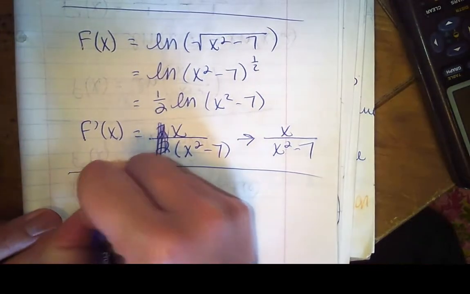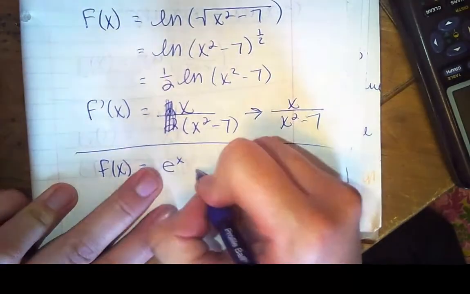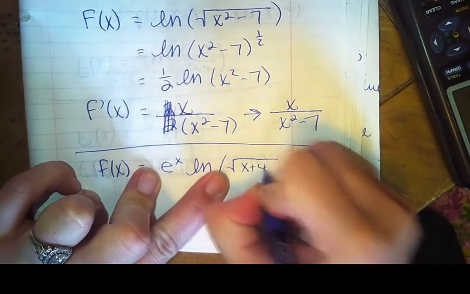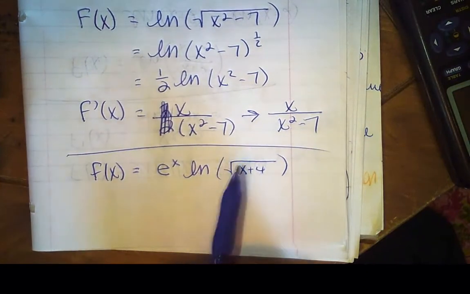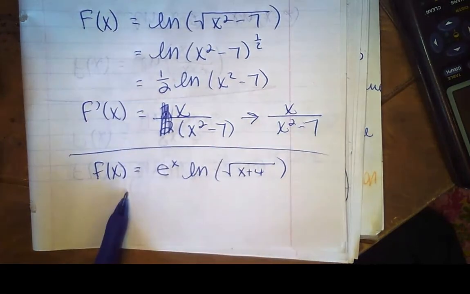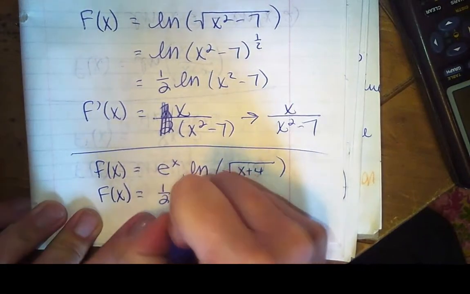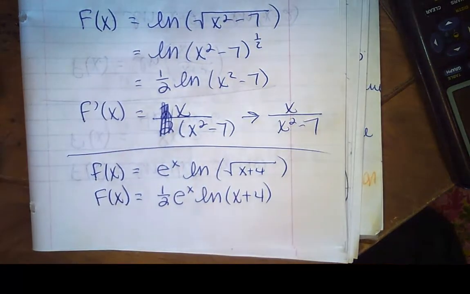I have f of x equals e to the x times the natural log of the square root of x plus 4. Okay, so using what I did before, I'm going to go ahead and rewrite this radical as a power to the 1/2, which means I'm going to drop my 1/2 out front. So what this says is 1/2 e to the x times the natural log of x plus 4. I have not done calculus yet. Okay, so what do I know how to do?